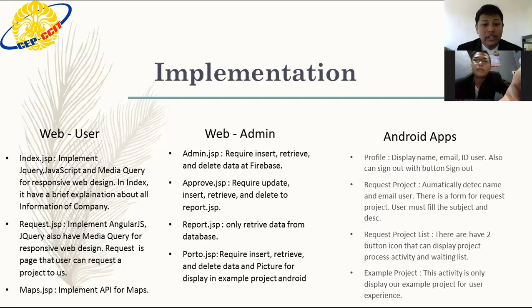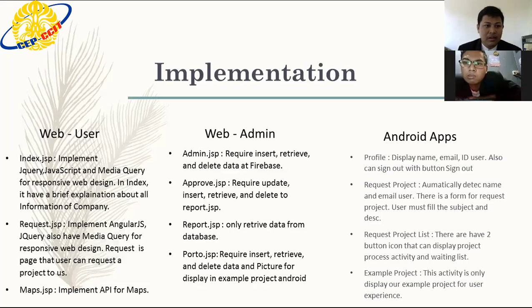And the web admin will be described by Faiz. In the web admin, admin.jsp requires insert, retrieve, and delete of data in the database, and the approve page requires update, insert, retrieve, and delete to report.jsp. In report.jsp, we only retrieve data from the database, and the portal requires insert, retrieve, and delete of data and pictures displayed in the example project. Next is the Android apps.